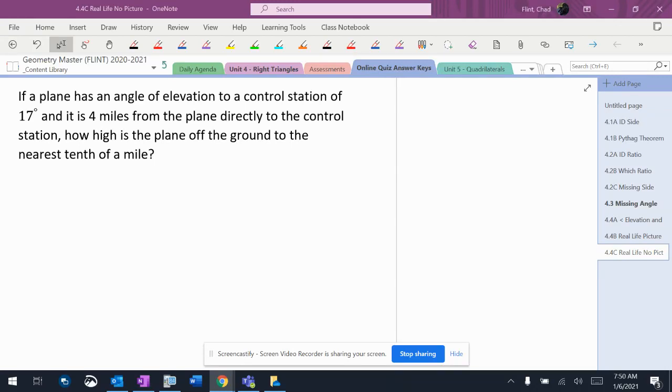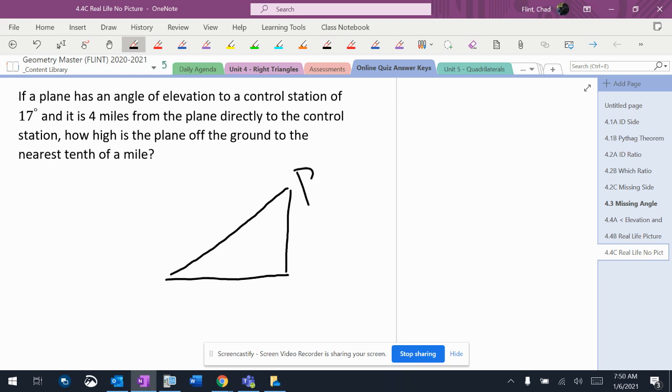So the plane has an angle of elevation to a control station of 17 degrees and is 4 miles from the plane directly to the control station. How far is the plane off the ground? So we're going to be careful here. So we've got a plane flying up in the air. We got a control station on the ground.